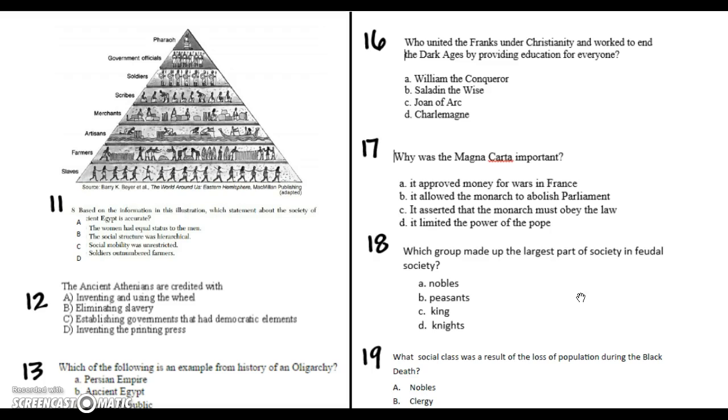Number 18. Which group made up the largest part of society in feudal society? A. Nobles, B. Peasants, C. King, D. Knights.